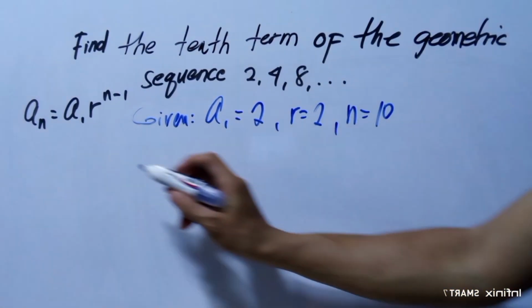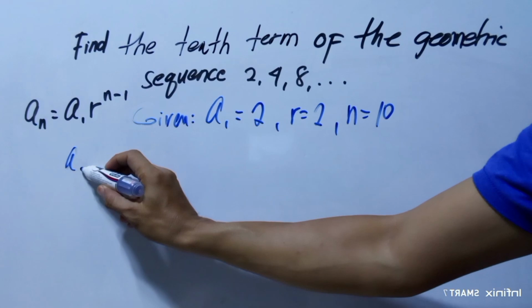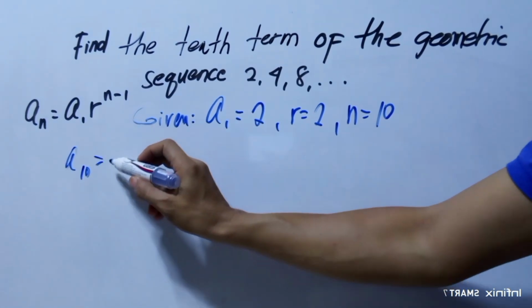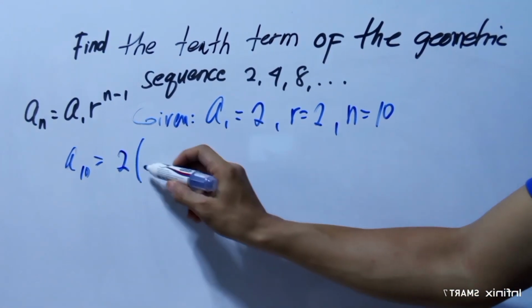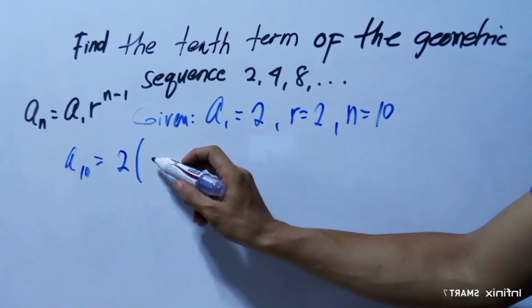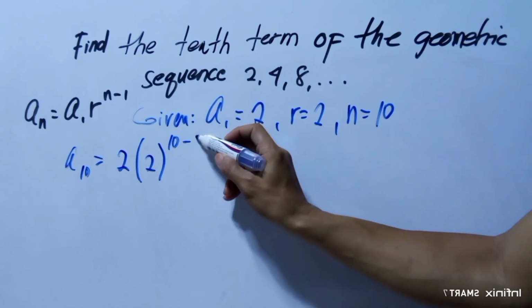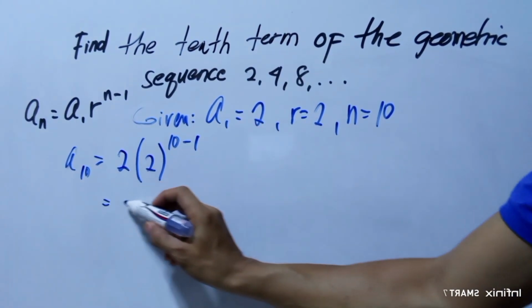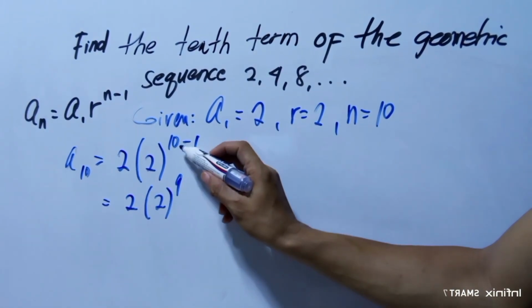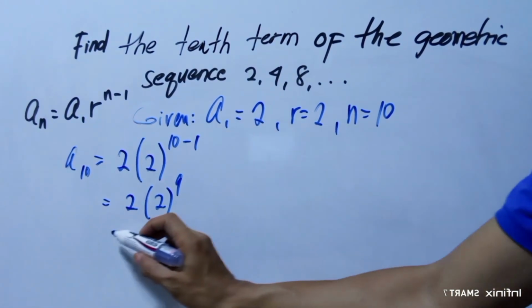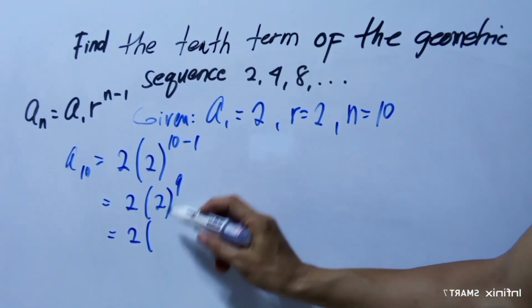Okay, so from this formula, a sub n, so a sub 10, kasi yung pang 10 term. Then yung a sub 1 is 2, times yung common ratio natin is 2. Tapos n natin is 10 minus 1. So equals 2 times 2 raised to the power of 9, kasi 10 minus 1 is 9. So ngayon, si 2, multiply na naman natin yan kay 2 raised to the power of 9.